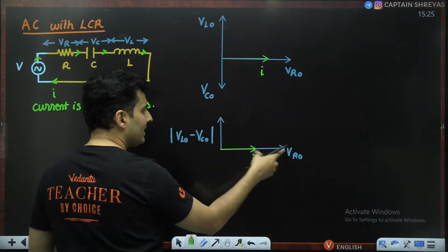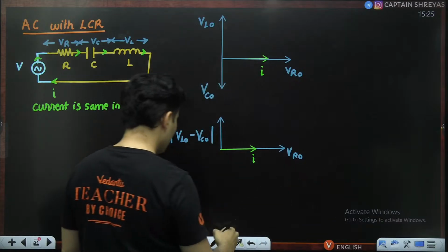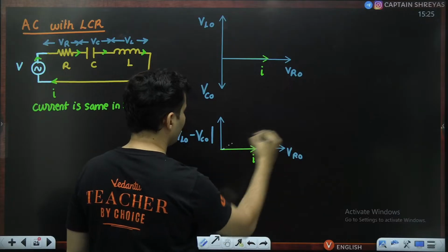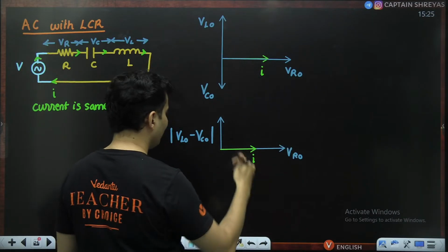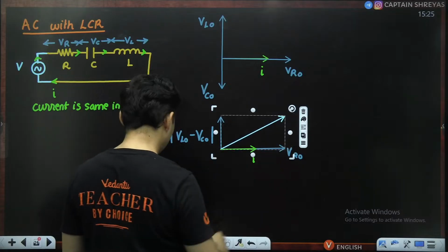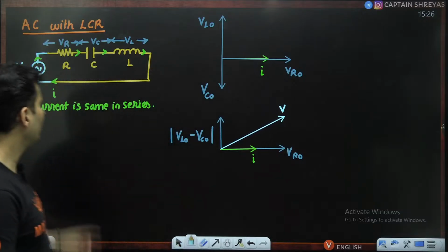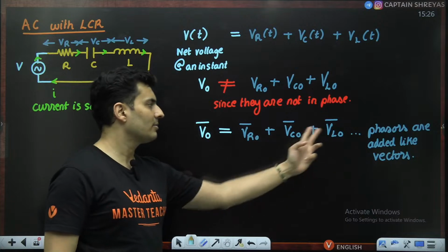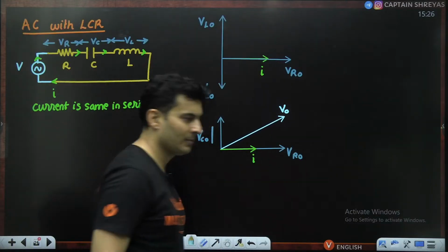Now I have to add this and this, this and this. When I add this and this, use parallelogram law. Yep, use parallelogram law to add them. You can also use triangle law by shifting this over here. One and the same thing, guys. Whatever you do, you will get this. And this would be the total voltage. That is what we were expecting, right? This is basically this plus this plus this. So this is your total voltage V naught.